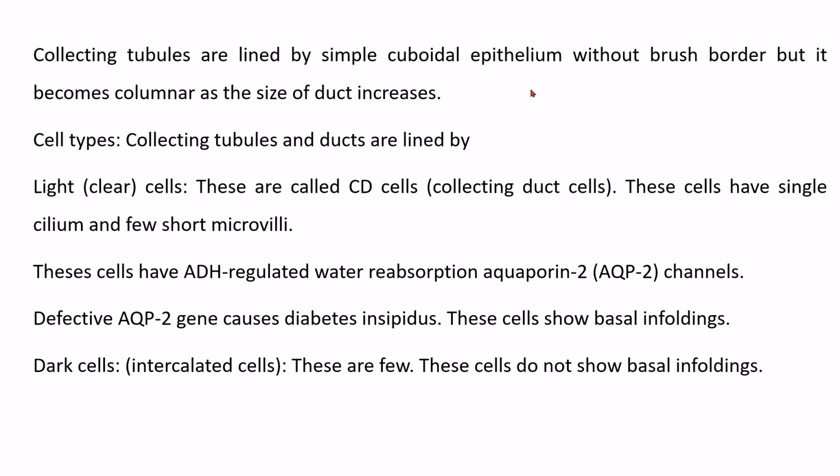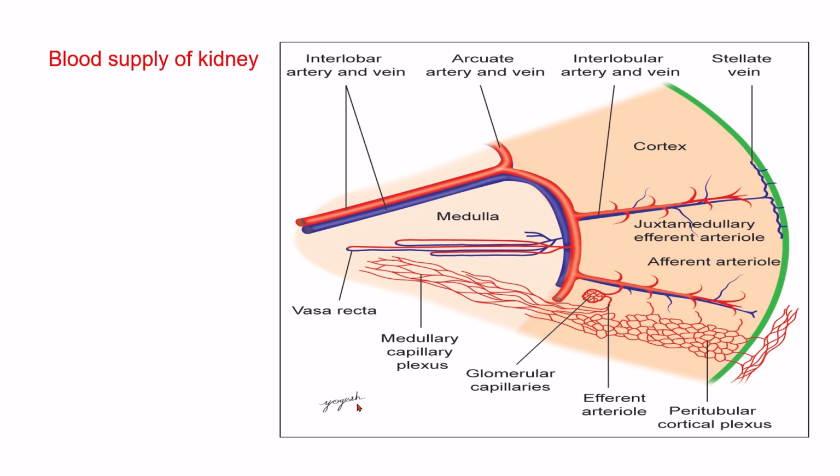These are lined by simple cuboidal epithelium without brush border, and it becomes columnar as the duct size increases. They have clear cells, called CD cells. The cells have a single cilium and few microvilli. They have ADH-regulated water reabsorption through aquaporin 2 channels. A defective aquaporin 2 gene causes diabetes insipidus. These cells show basal enfoldings. The dark cells are few, and these cells do not show basal enfoldings.